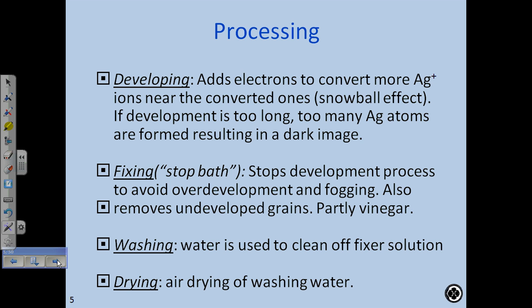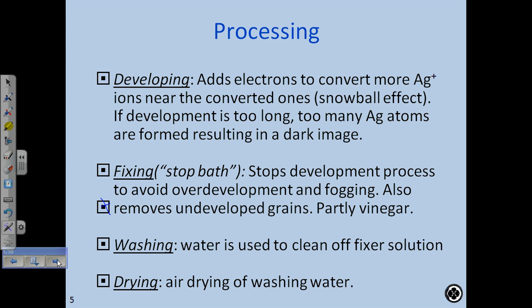If the development is too long, so if it spends too much time in that bath, the film gets too dark, and you lose all the contrast. After that, the film goes through more rollers, which are motorized, then it goes into the fixing stop bath. The fixer stops that process, because if the process goes on, the film will just get all dark. So it stops the development process to avoid overdevelopment and fogging. Also removes underdeveloped grains.